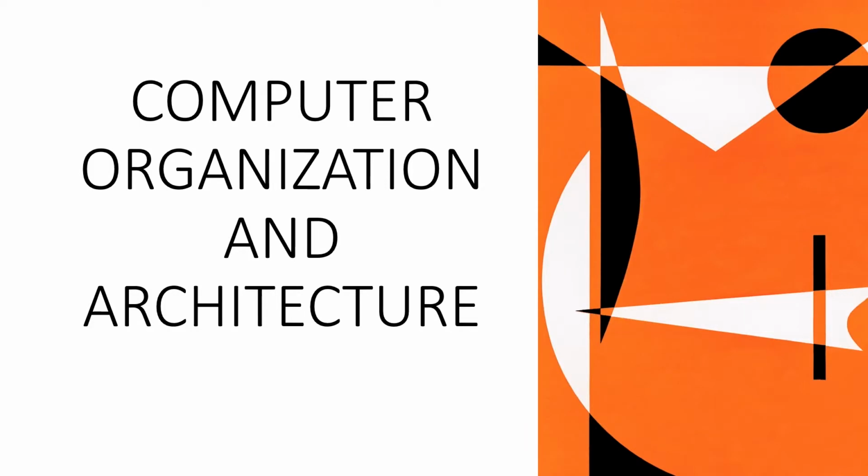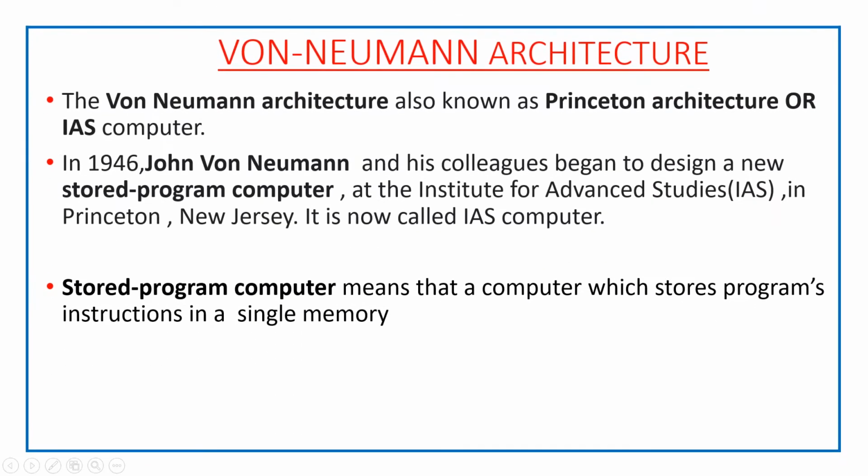We will be learning computer organization and architecture. So, what are the topics that come under computer organization and architecture? The first topic is von Neumann architecture. Von Neumann architecture is also known as Princeton architecture or IAS computer.